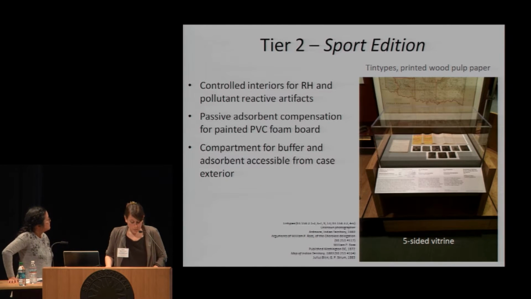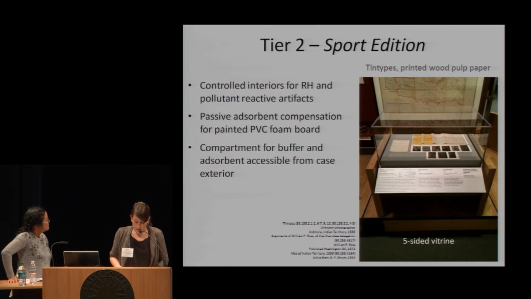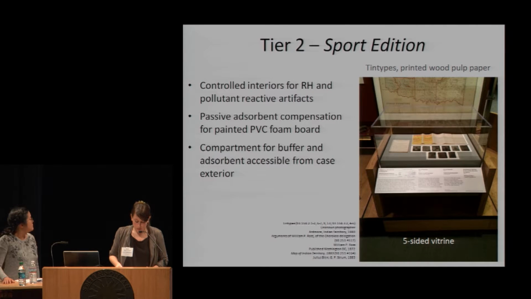Tier 2, Sport Edition, the most widely used tier in our Empire and Liberty exhibition, was planned to create a controlled interior for RH and pollutant reactive artifacts. It has a chamber accessible from underneath the case for silica and activated carbon with passive airflow to the case interior. Tier 2 allows for the use of non-passing paint and expanded PVC board, as these were the materials that the case build budget had been based on.